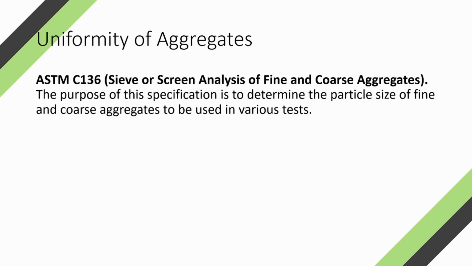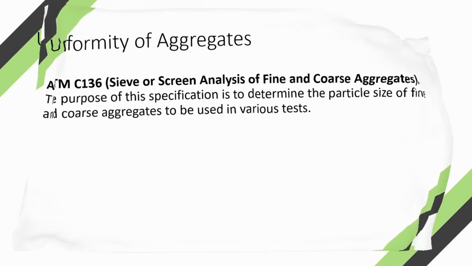Next is the test for the uniformity of aggregates. The ASTM for this is ASTM C1131, Sieve or Screen Analysis of Fine and Coarse Aggregates. The purpose of this specification is to determine the particle size of fine and coarse aggregates to be used in various tests. The equivalent specification of ASTM C136 is AASHTO T27. So, let us watch the video for the Sieve analysis.